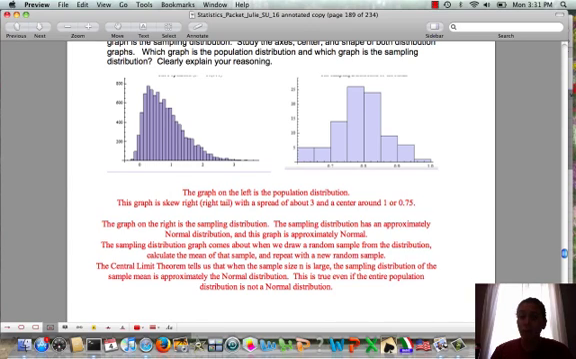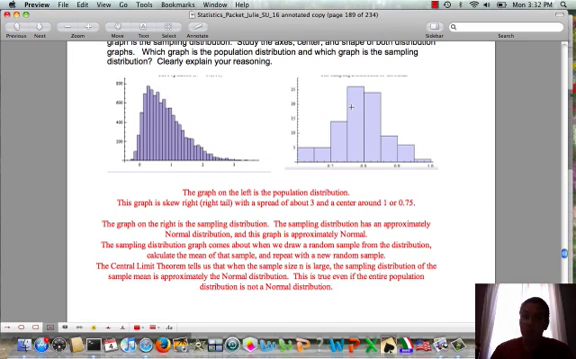So the sampling distribution graph comes about when we draw a random sample from the distribution. So I come over here and maybe I take a random sample of 30 values from this distribution. I calculate the average of those 30 values that I randomly selected, and then plot them over here in the sampling distribution histogram. And then we repeat again. We take a new random sample of 30 values, take their average, and plot their average in this histogram of the sampling distribution.